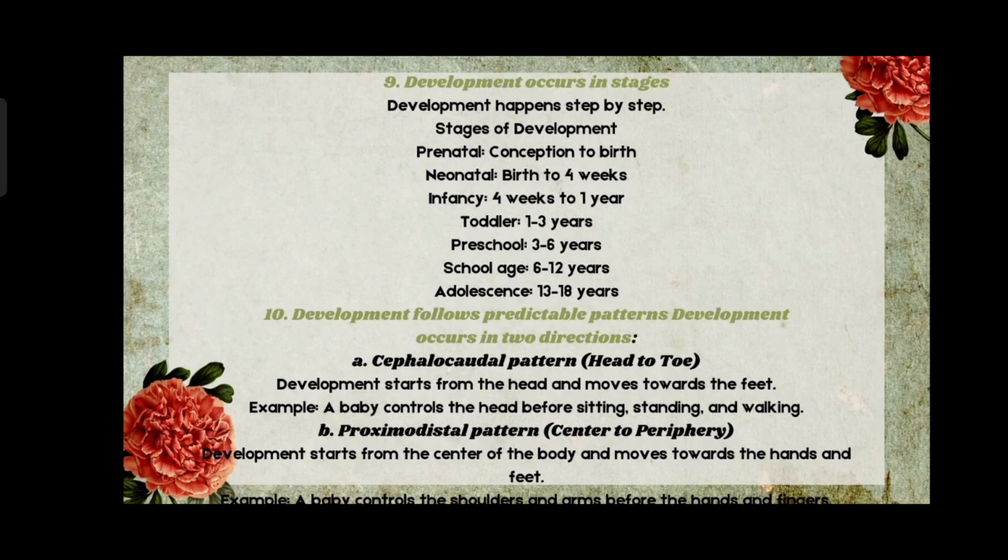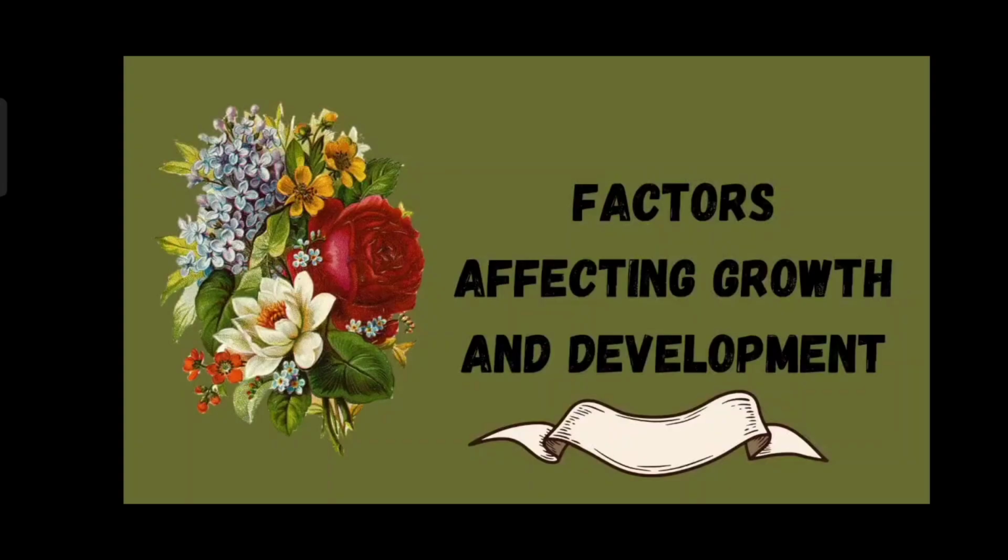Then the second one is the proximodistal pattern, which means the development is from the center to the peripheral region. Development starts from the center of the body and moves towards the hands and feet. Firstly, development begins from the center of our body, then it moves towards our hands and feet. That's why they say from the center to periphery. These are the two predictable patterns.